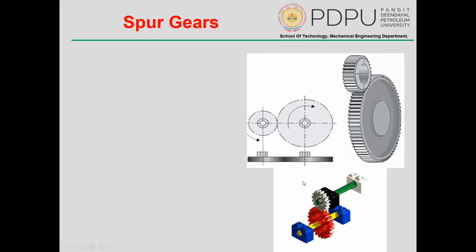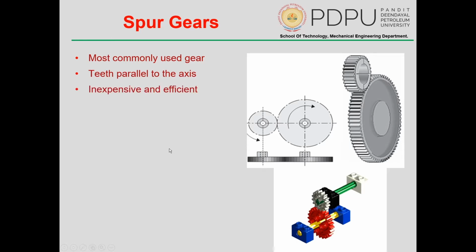So what are the key points of spur gear? It is one of the most commonly used gears, and the teeth are parallel to the axis. To explain that, this is the axis of the shaft, and you can see the teeth are also parallel. So basically the teeth are parallel to the axis of the shaft.